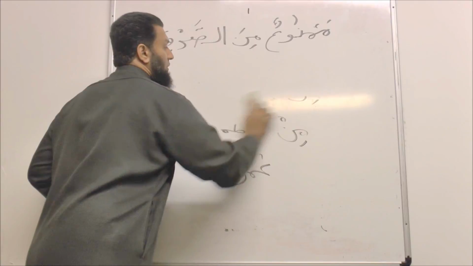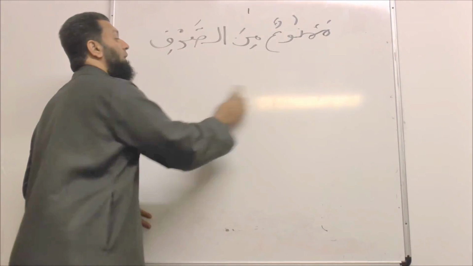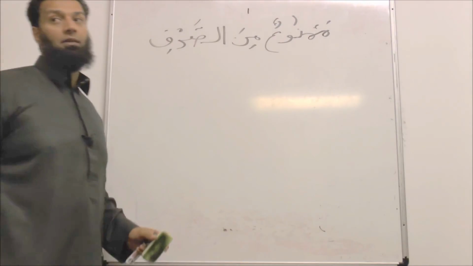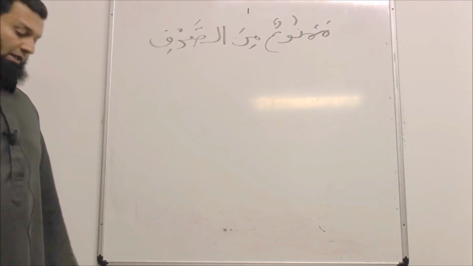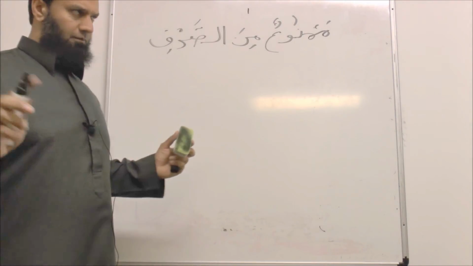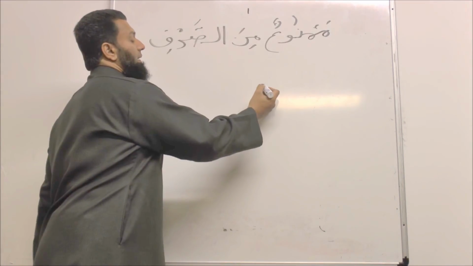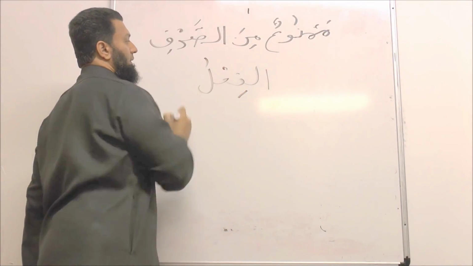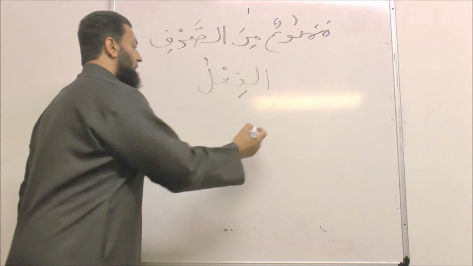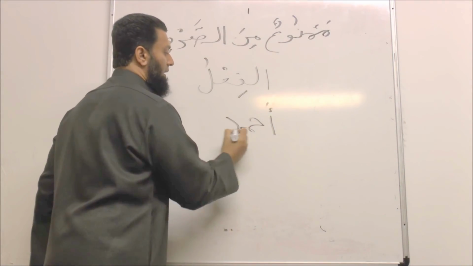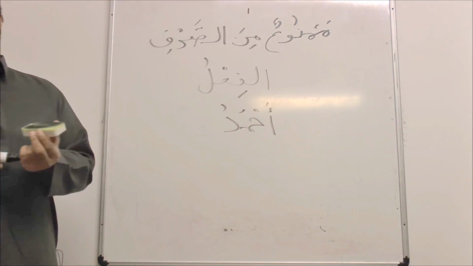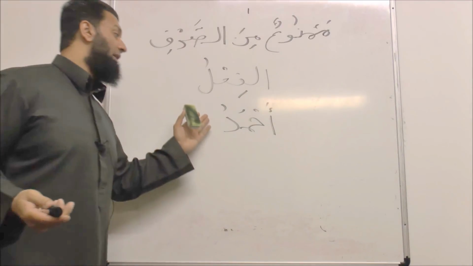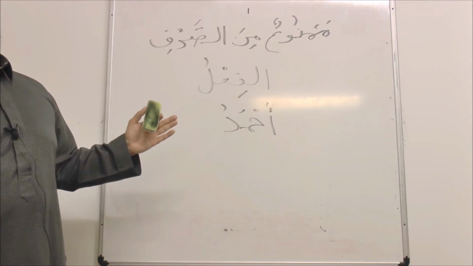But then there are also a whole series of normal nouns that are also mamnu min as-sarfi. So for example, this is on the pattern of al-fi'lu. For example, the name Ahmadu. That name, Ahmadu, is mamnu min as-sarfi. It can only ever be Ahmadu and Ahmada.